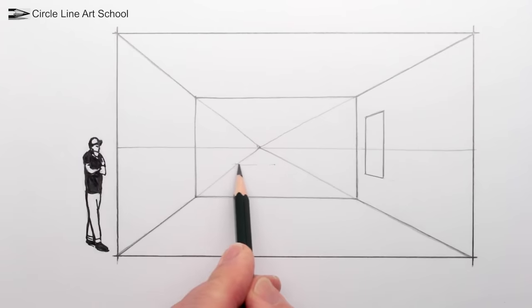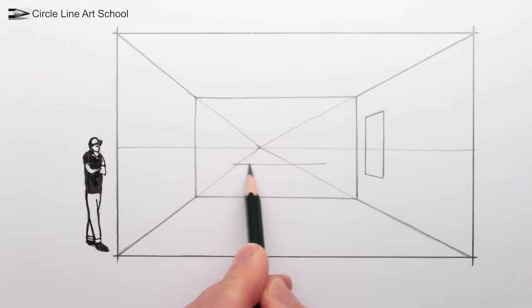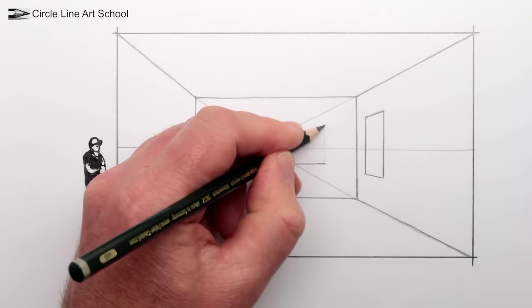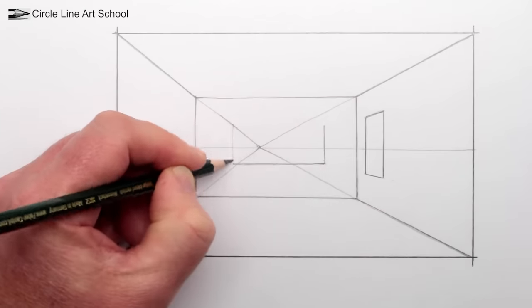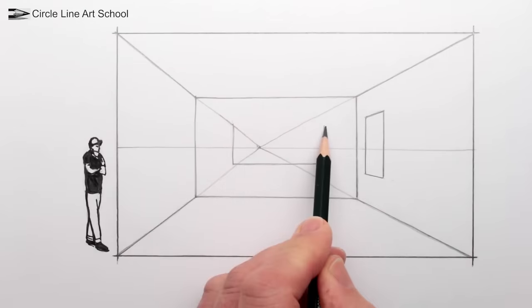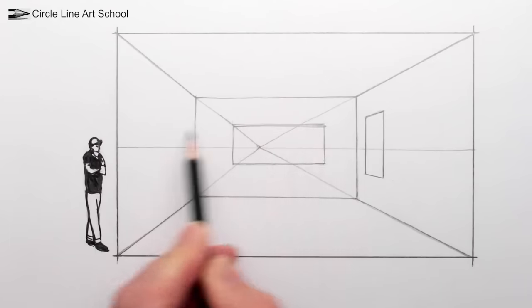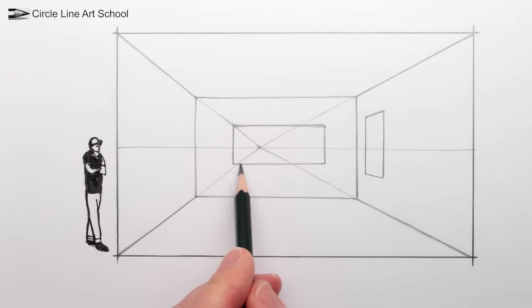Next, we can draw a window on the back wall. Now, the back wall is not receding from us, so it can just be a normal rectangle. It's not distorted by perspective because we're looking straight on at it. We're not looking at the back wall from an angle. We're looking straight ahead at it, and therefore it hasn't got any perspective directly on it.